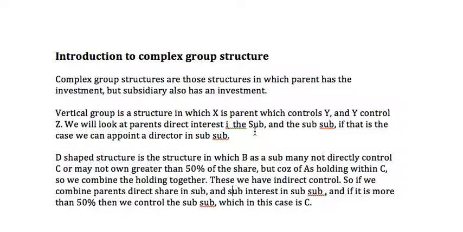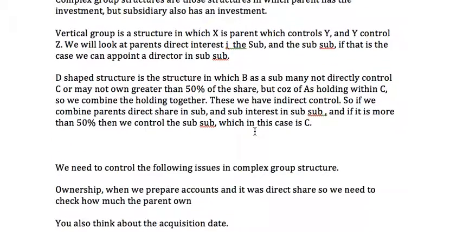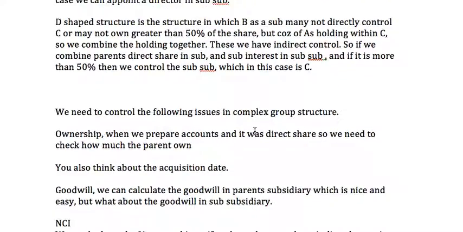We usually have the following issues in complex group structure questions, and these are firstly the ownership. So when we prepare accounts, we need to see what is the direct share. So we need to check how much the parent owned directly and effectively. And also, number second is your acquisition date. On which date have you actually purchased the subsidiary or the sub-subsidiary?